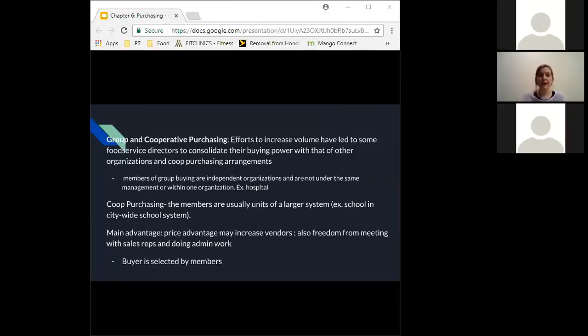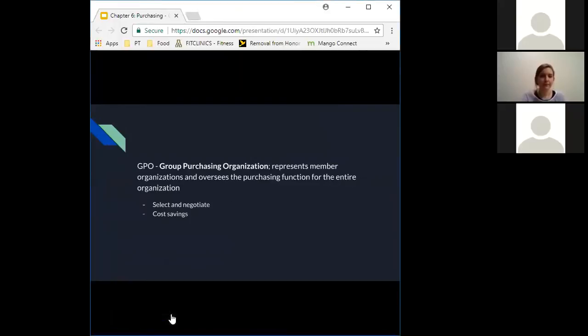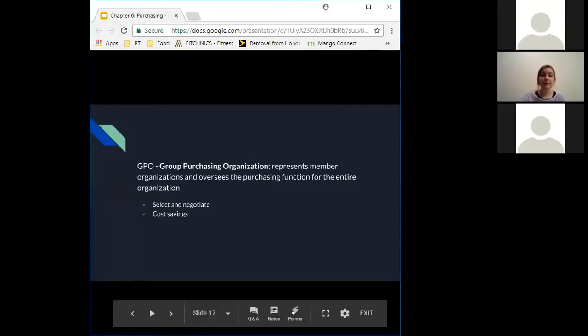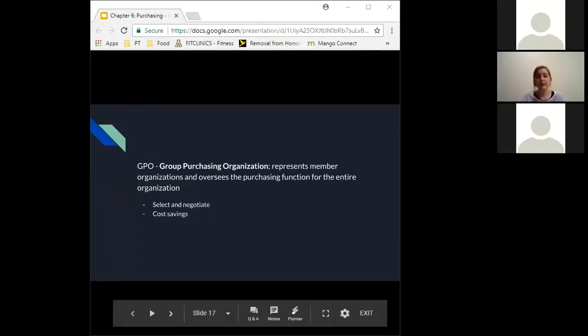There's also the freedom of not having to meet with sales reps or go through admin work, which saves a great deal of time. The buyer in this type of purchasing is selected by the members. The purchasing service is generally supported by a fee paid by each institution based on a percentage of the orders. A GPO is a group purchasing organization. It represents member organizations and oversees the purchasing function of the entire organization. GPOs negotiate with and select a list of vendors for all categories of needs for the member institutions. So this is overall cost savings for the organization rather than individual units.